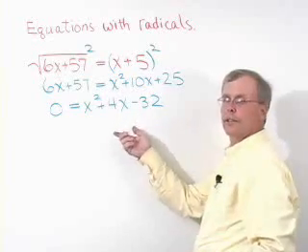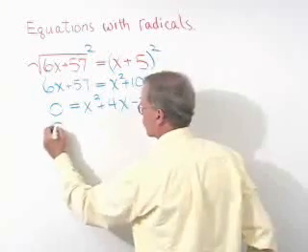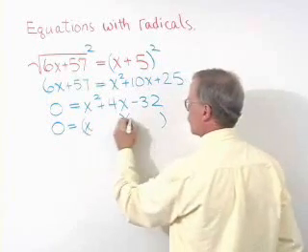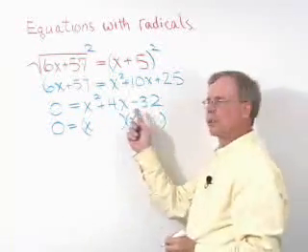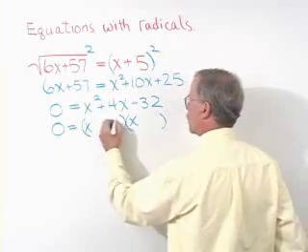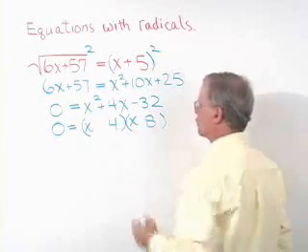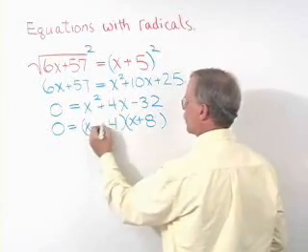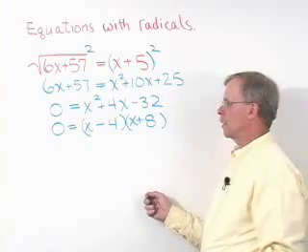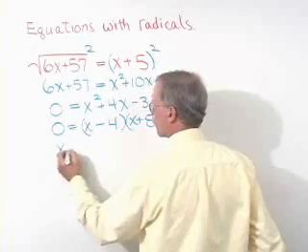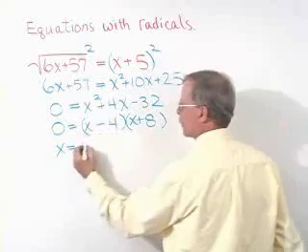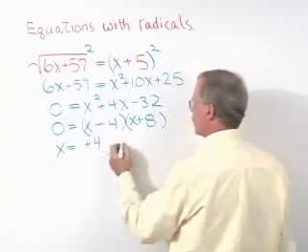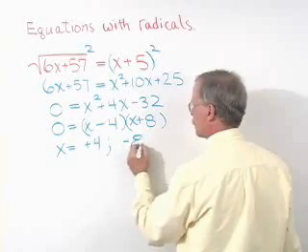Now, if this factors, we'd like to do that, and it does. We'll have x, and the factors of 32 that make 4 are 4 and 8. Let's see, if we want this to be positive 4, it has to be positive 8 here and negative 4 there. Now our two answers are, from this factor we get a positive 4 solution, and from this factor we get a negative 8 solution.